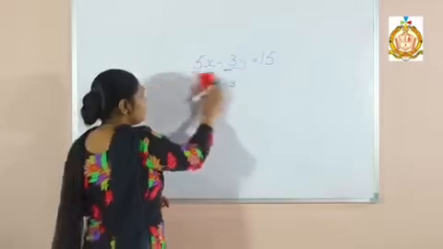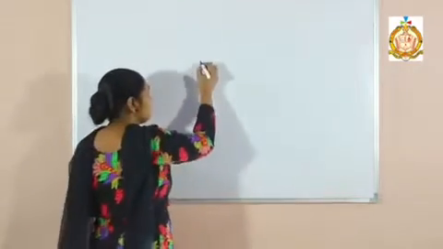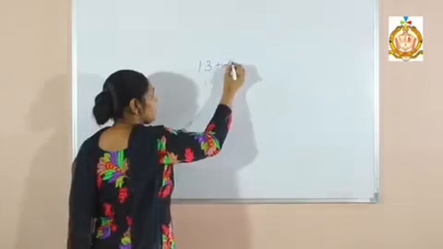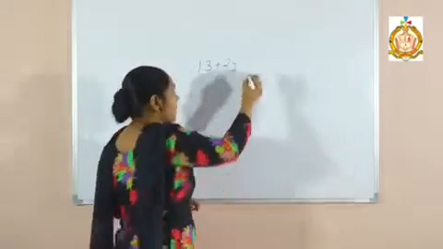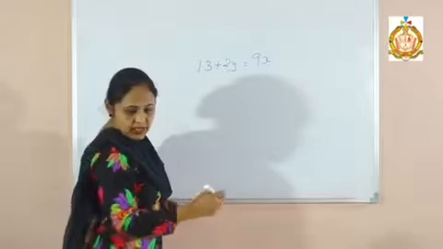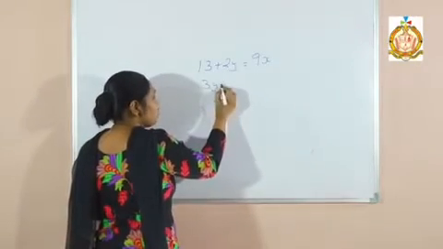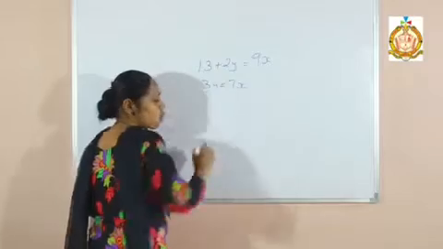Here is given 13 plus 2y, then there is given 9x. First statement is this one, and the other statement is 3y equals to 7x. There are two statements.